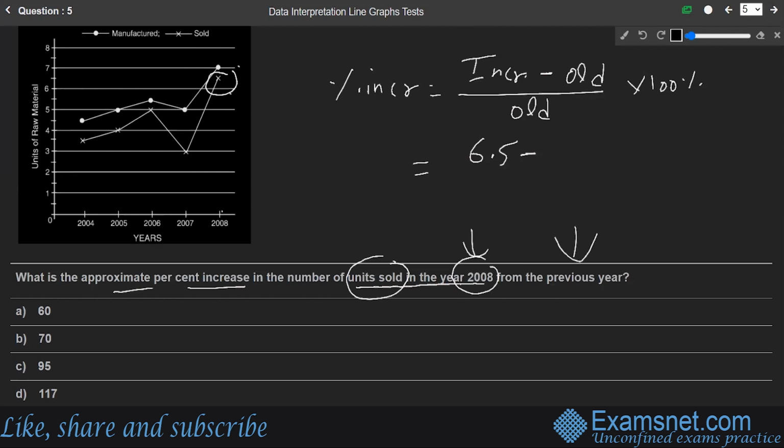So in the previous year, that is 2007, the number of units sold is nothing but 3. So 6.5 minus 3, divided by obviously the older value, that is 3, into 100%. This is what we are supposed to solve, the percentage increase.